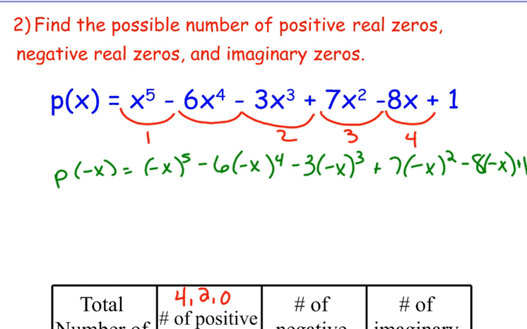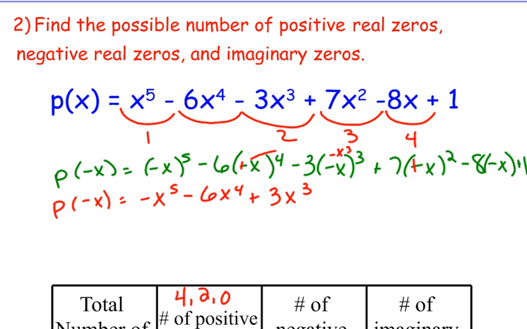And now I'm going to simplify this. So p of negative x equals negative x to the 5th power, since it's an odd exponent, is going to stay negative. Negative x to the 4th power is going to become positive. So when I times that by negative 6, I'd get negative 6x to the 4th. Negative x cubed is going to stay negative. Times a negative 3 would be plus 3x cubed.